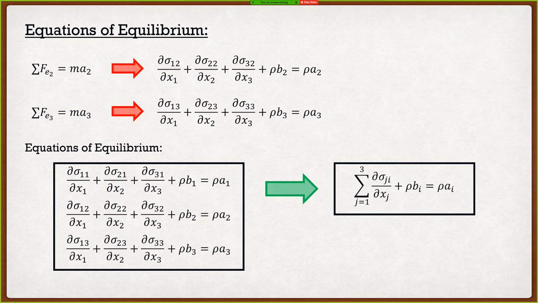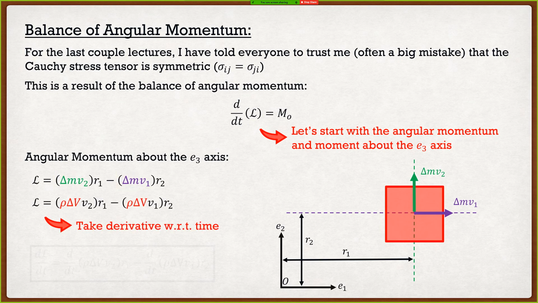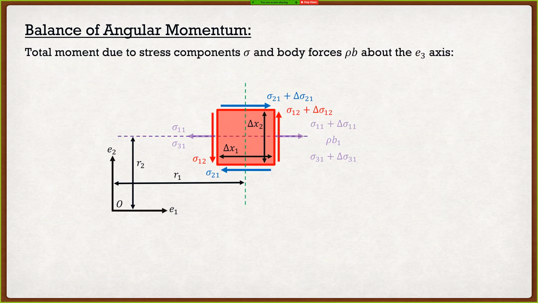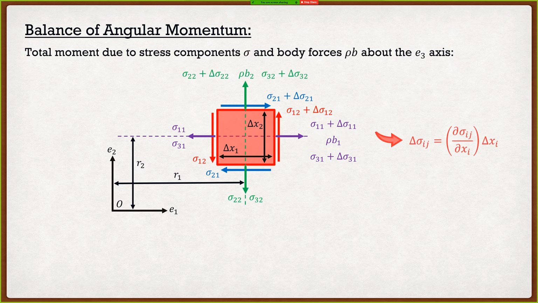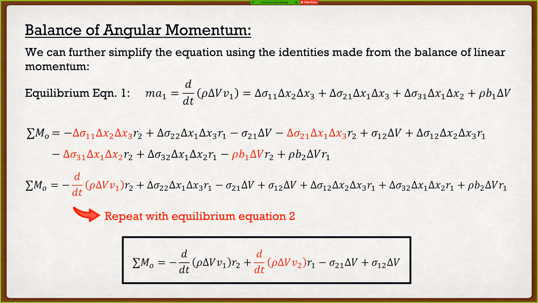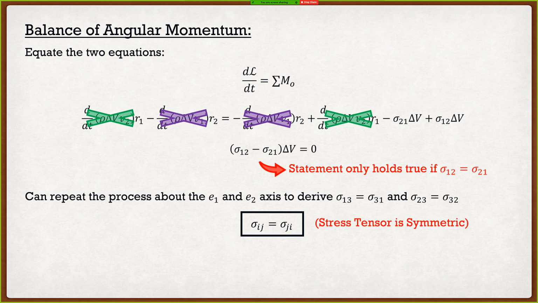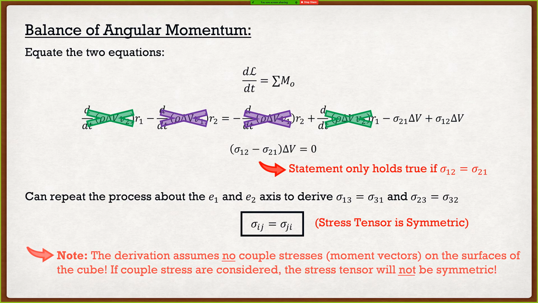The second one that we have, balance of angular momentum, and the whole goal of balance of angular momentum is to basically prove that our stress tensor, sigma, is symmetric. It's a pretty gross derivation, but it's pretty easy at the end. So again, just flying by this, sigma ij is equal to sigma ji. All right, nice and fun.